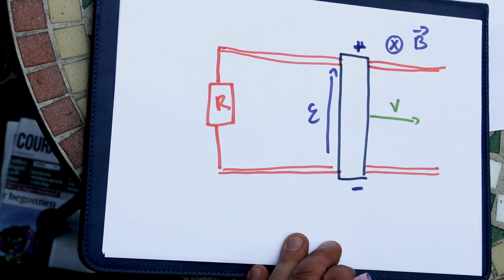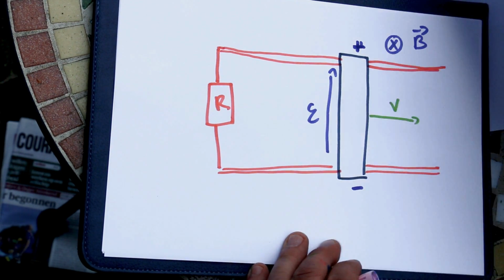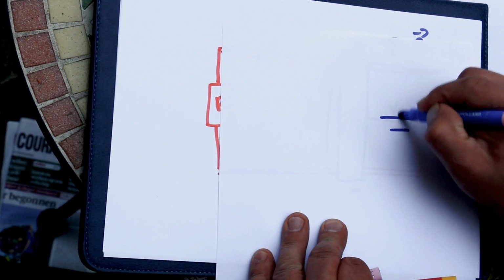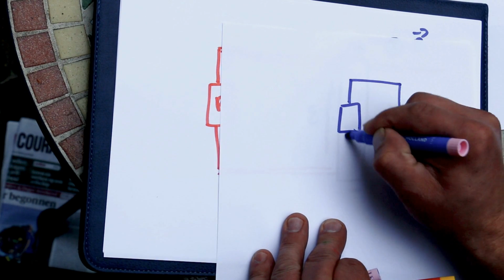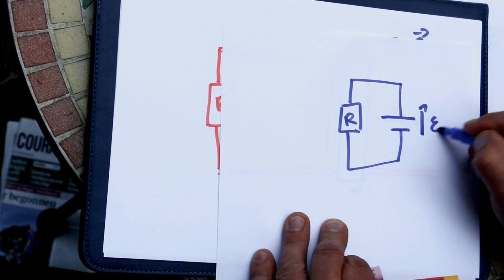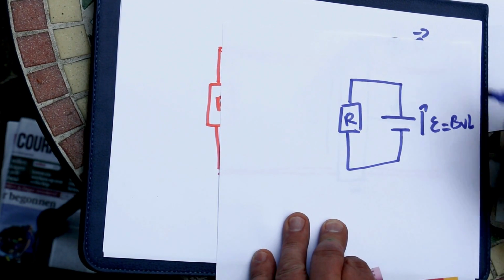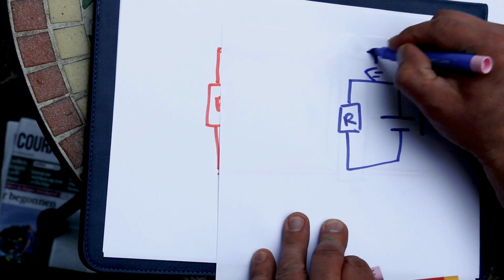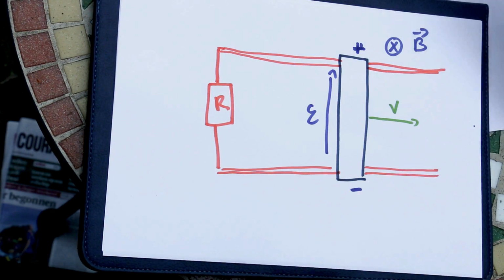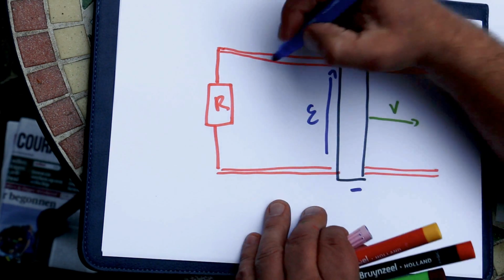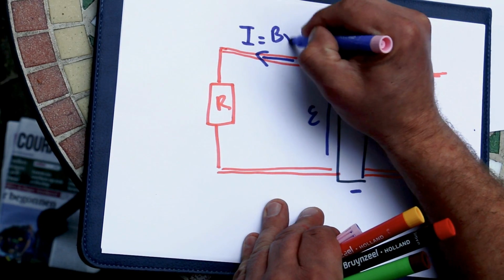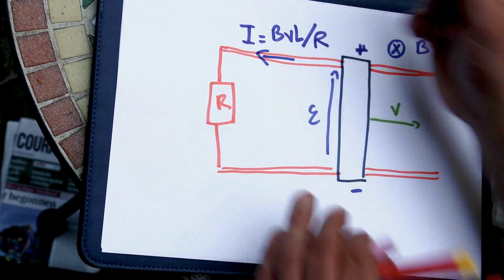Now, this diagram is equivalent to that. I'm going to draw another one where I would have a battery with a resistance like this. And my EMF would be epsilon, which is BVL, so the current flowing through would be I equals BVL on R. Right? So I have here a current I equals BVL on R.